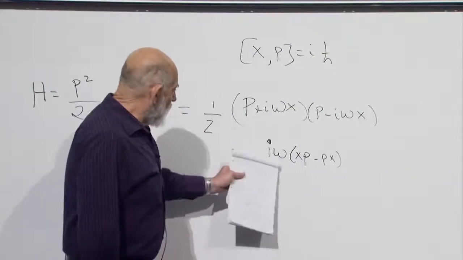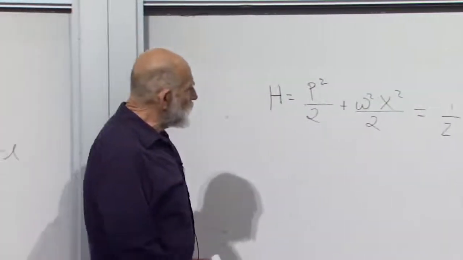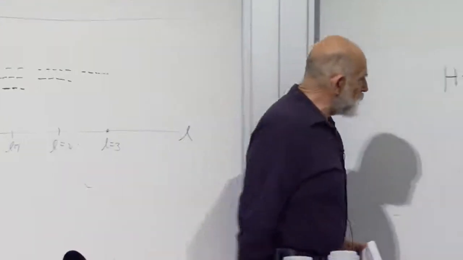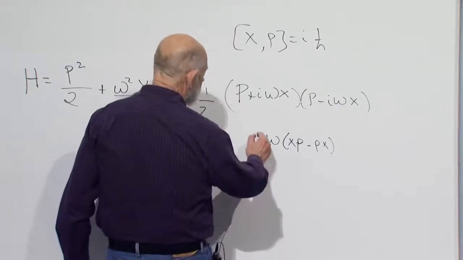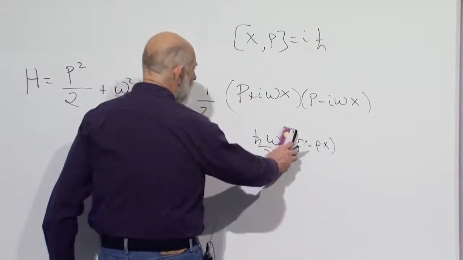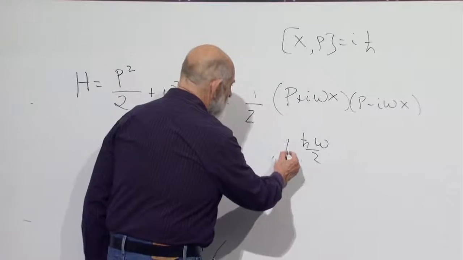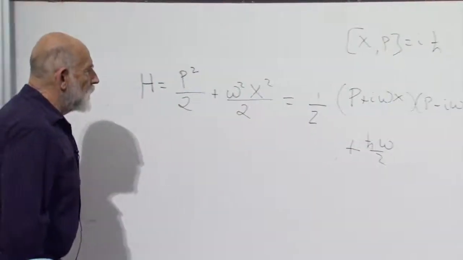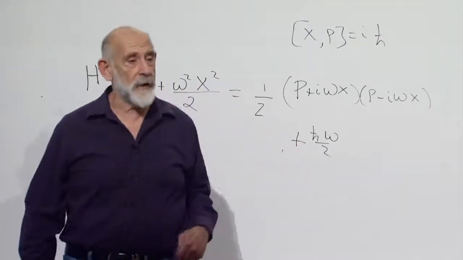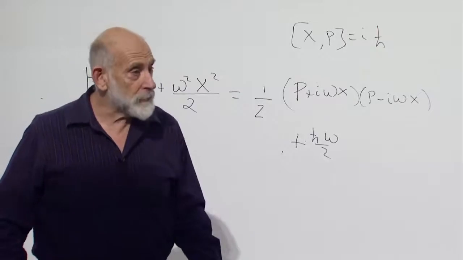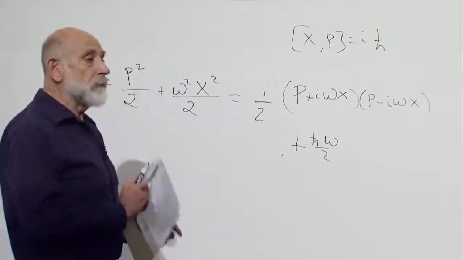But it's i h bar minus i times i is plus i. So this becomes plus h bar omega over 2. This is a constant. What's it called? It's got a name. It's called the zero-point energy. It's there even when the harmonic oscillator is in its ground state.